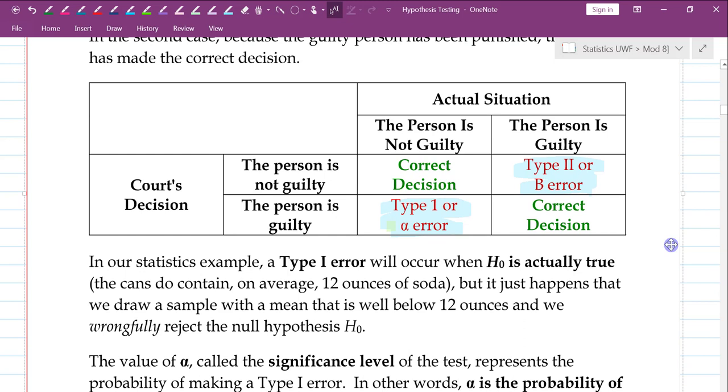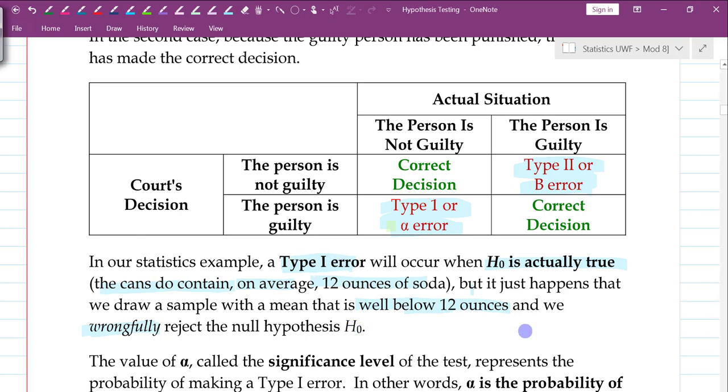In our statistics example, the type 1 error, which is the alpha, will occur when H naught is actually true. The cans do contain, on average, 12 ounces of soda. But it just happens that we draw a sample with a mean that is well below 12 ounces. And we wrongfully reject the null hypothesis. Okay, we reject the null hypothesis and conclude that the alternative is true, meaning that the cans have less than 12 ounces of soda in them. That is when a type 1 error occurs.